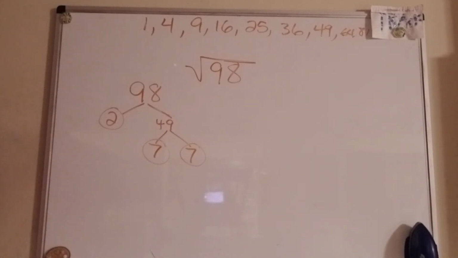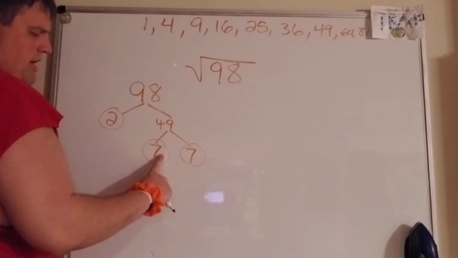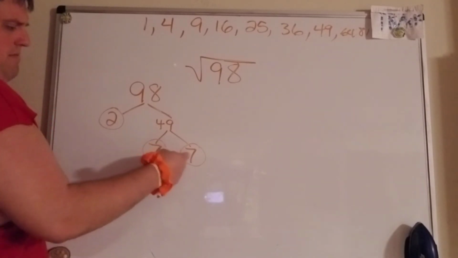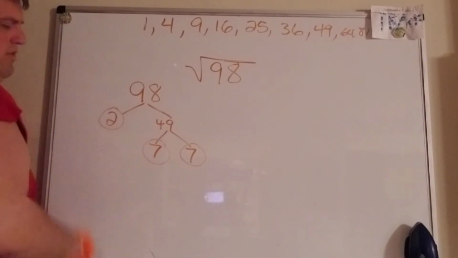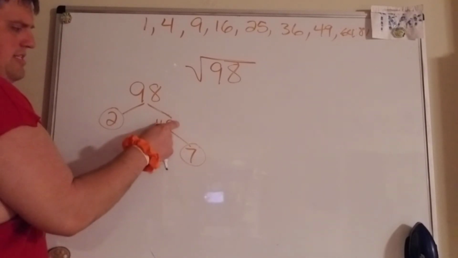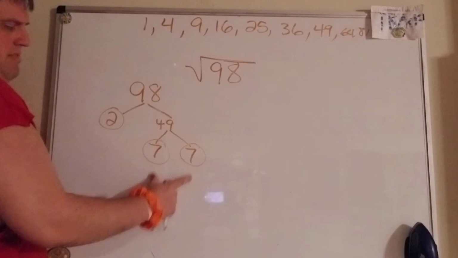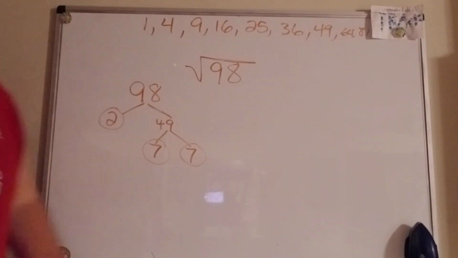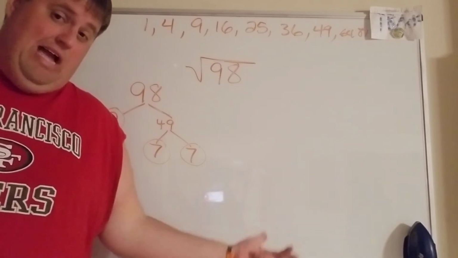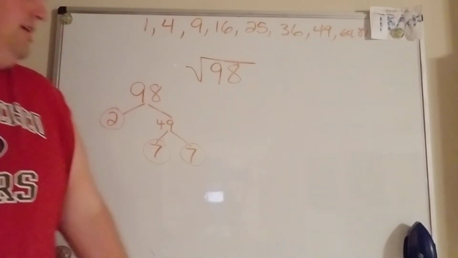So, anytime we end up with the same number here, the same prime number, 7 times 7 is 49. Yep, you're darn right it is. Then that tells you that this is a perfect square because we had the same thing. So I can use my factor tree and just break it down until I find one of those perfect squares.